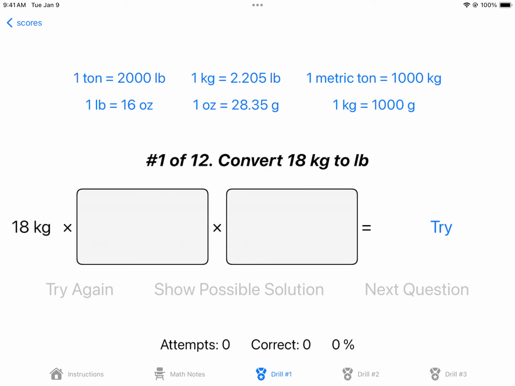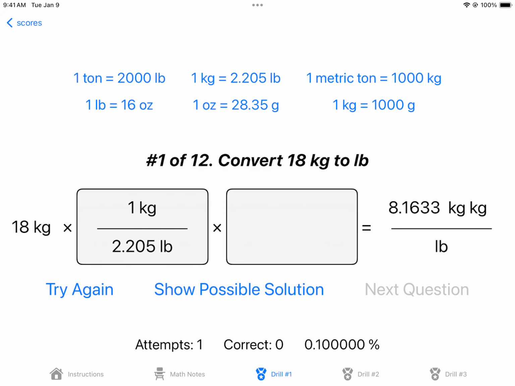You see that 1 kilogram equals 2.205 pounds at top center? Press that. So you tap it once. You can think of it as like it's on the clipboard now. And then tap on the first bubble and it shows it in there for you. Ain't that cool? Now, if I want, I can try right now. And it'll say, hey, you got 8.1633 kilogram over pound. That's not right.